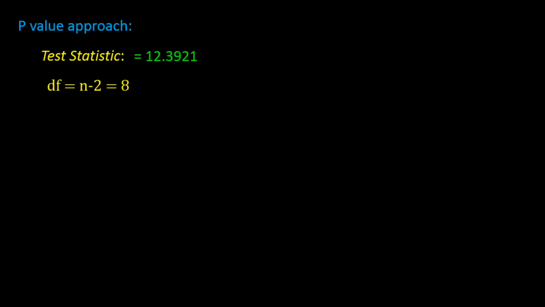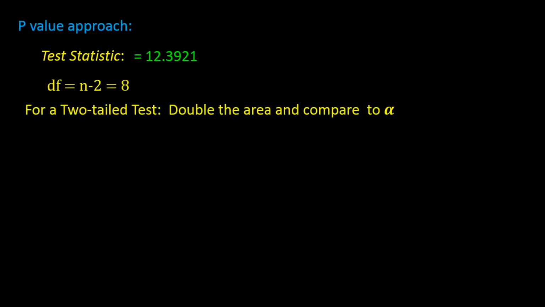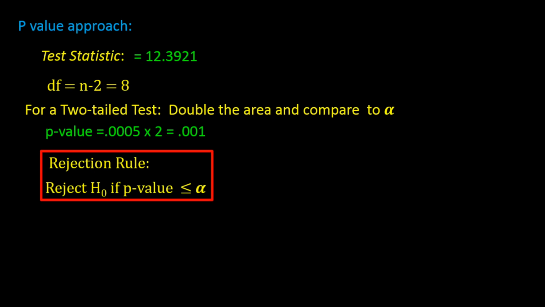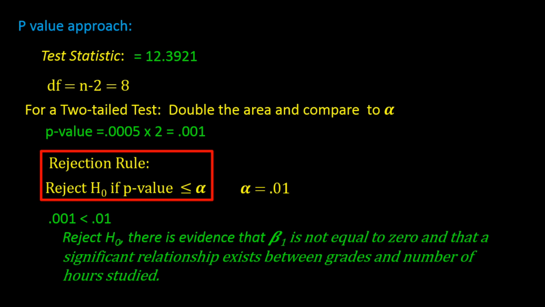Remember, for a two-tailed test, we double the value we got in the table, so 0.0005 times 2 is equal to 0.001. The rejection rule is to reject the null hypothesis if the p-value is less than or equal to alpha. Since our alpha value for this problem was set at 0.01, 0.001, our p-value, is less than 0.01, our alpha value, and therefore we reject the null hypothesis and find evidence that the slope is not equal to 0, which means that grades and number of hours studied have a linear relationship. That concludes this tutorial on simple linear regression.